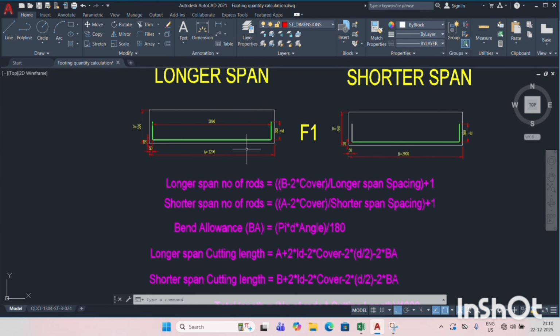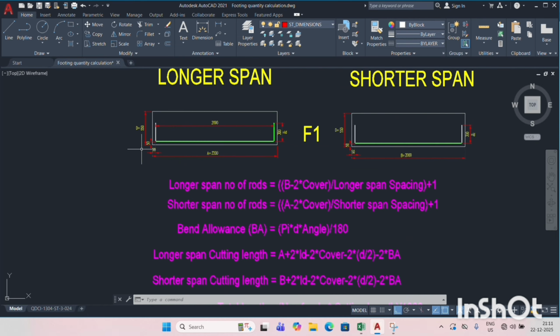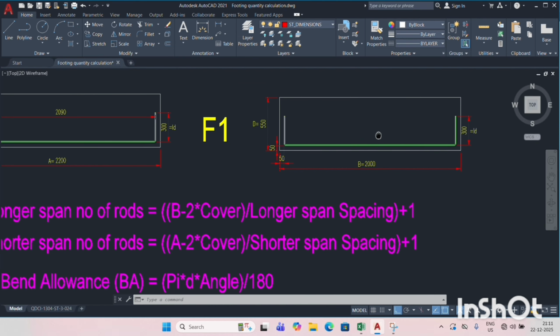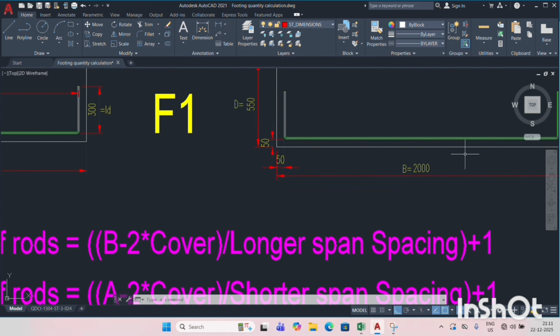Here this is the longer span cross section having a footing length of 2200 mm and depth of 550 mm. Here we have reinforcement with a cover of 50 mm. The reinforcement will be placed like this in the longer span, and in the shorter span also the same thing, with a 50 mm cover, placed like this.